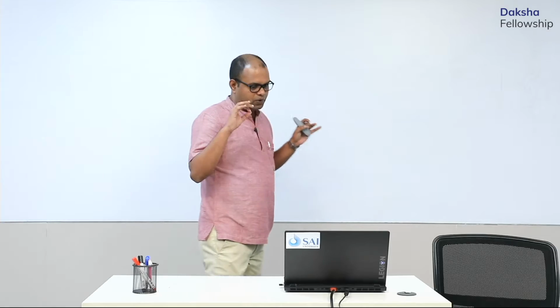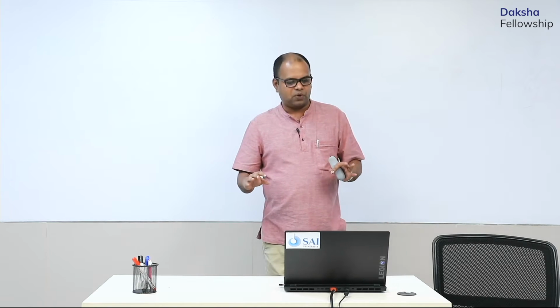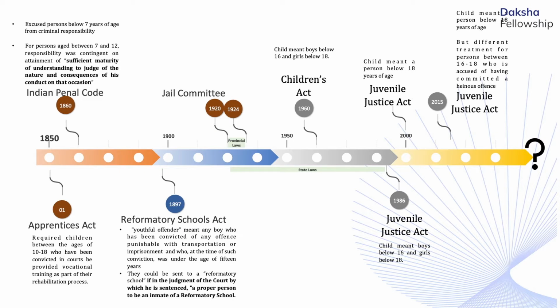And then for a long period of time, we find very little happening, except once again in 1897, where there's something called the Reformatory Schools Act, which comes up with this category of people called a youthful offender. A youthful offender is anyone who was under 15 years of age. And if a youthful offender is before the court, they could potentially be sent to a reformatory school if, in the judgment of the court by which he is sentenced, he is a proper person who can be made an inmate of such a school.